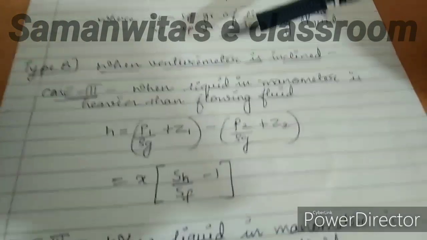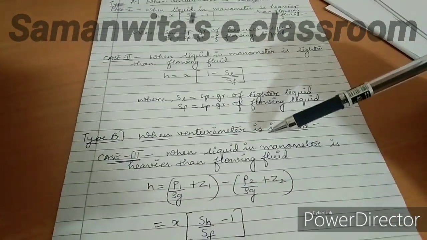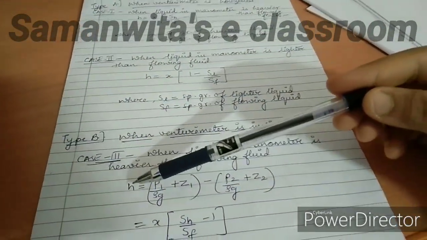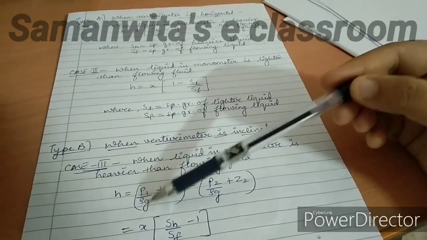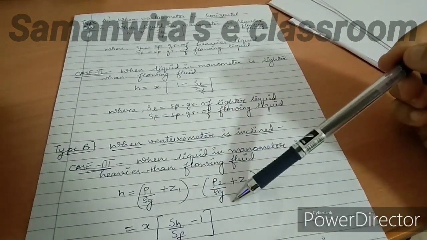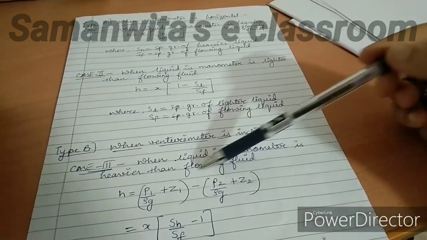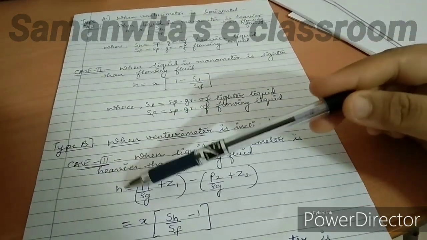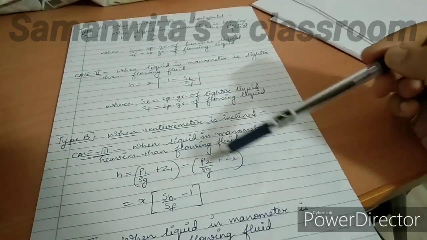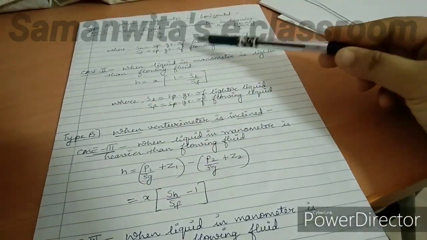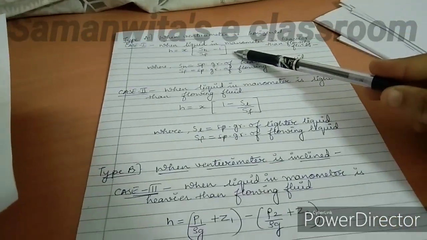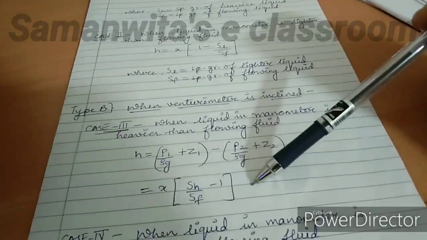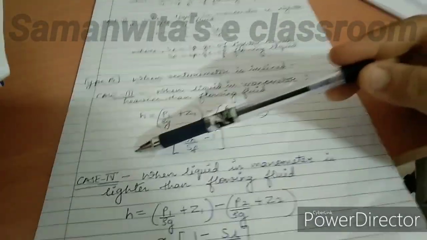So suppose when the liquid in the manometer is heavier than the flowing fluid, in that case you can calculate H as (P1 upon rho g plus Z1) minus (P2 upon rho g plus Z2). This is the part of Bernoulli's equation which is applied at sections 1 and 2. So here H is equal to this formula. It can also be calculated by the same formula which you have used above, X into (SH upon SF minus 1).